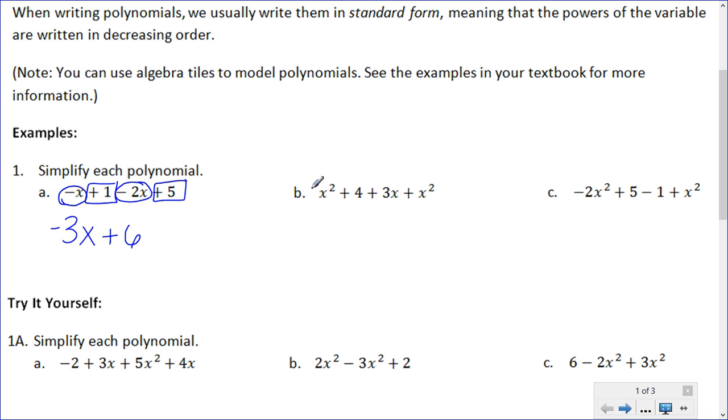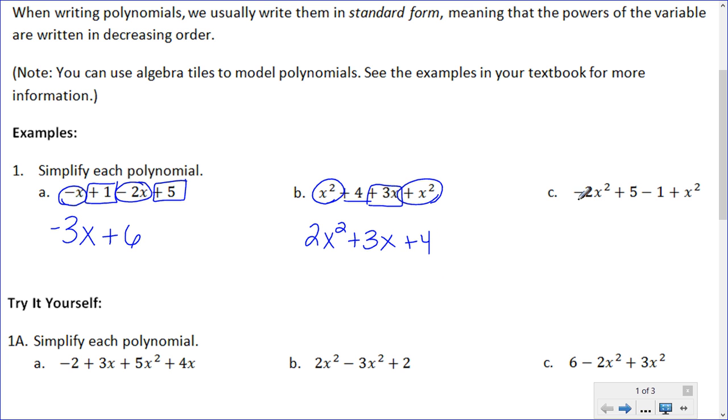Okay, for this one, the highest power on x that I see is 2. So we would start with that so that we have everything in decreasing powers. So here's an x squared, and here's another x squared. So that gives us 2x squared. Remember, the exponent does not change when you're adding like terms. You're just adding the coefficients. So 1x squared plus 1x squared is 2x squared. The next one we see is this plus 3x, and there's nothing else that goes with it, so we'll just bring that down, and then plus 4.